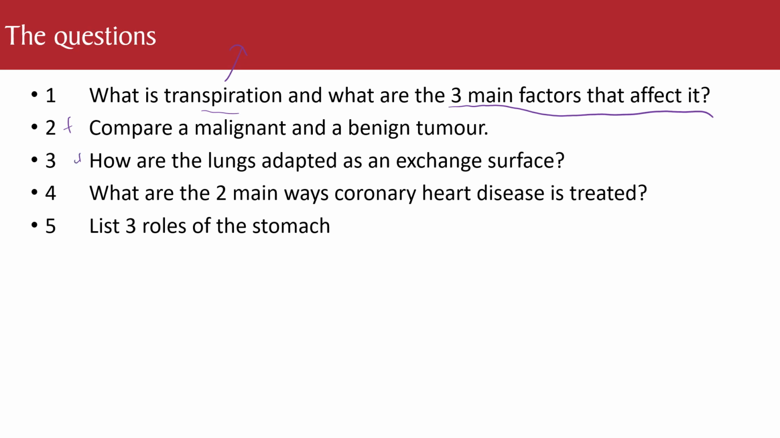Number 3, how are lungs adapted as an exchange surface? 1, 2, 3. Question number 4, what are the 2 main ways raised coronary heart disease is treated? 1, 2. Number 5, list 3 roles of the stomach. 1, 2, 3. And remember, number 3 is the most important. Right, that is then the organisation topic. It's a very, very big topic. And you need to know all the different facts and all the different parts of information about it.